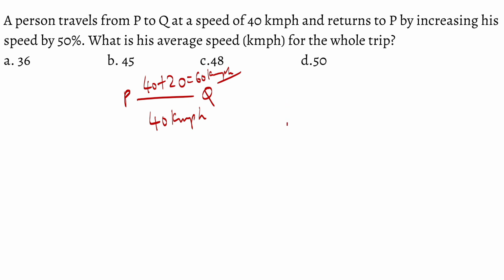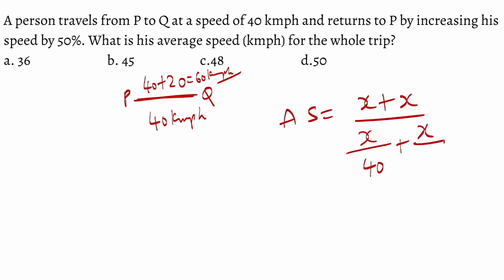We are asked to find the average speed, which is total distance by total time. We don't know the distance, so let it be x. From P to Q it's x, and from Q to P it's x one more time. Time is distance by speed. Speed in the first case is 40 and in the second case is 60. After taking LCM, x and x get cancelled and we get 2 into 60 into 40 by 100.